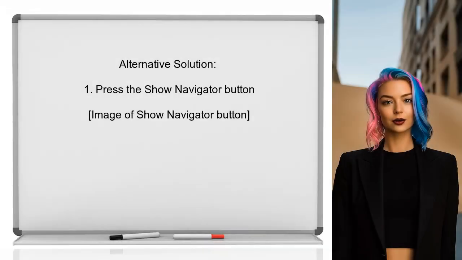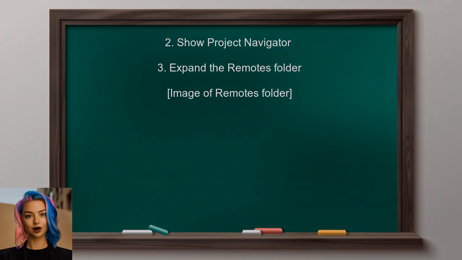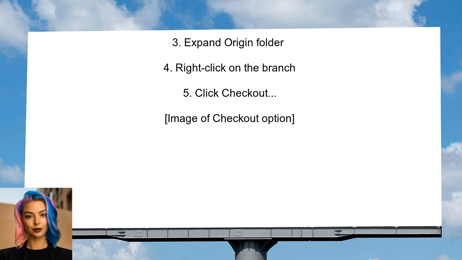An alternative solution for switching branches in Xcode 9 involves a few simple steps. First, press the Show Navigator button located in the top right corner of Xcode. Next, open the Project Navigator and expand the Remotes folder. This will give you access to your remote branches. Finally, expand the Origin folder, right-click on the branch you want to use, and select Checkout. This will switch you to the desired branch.